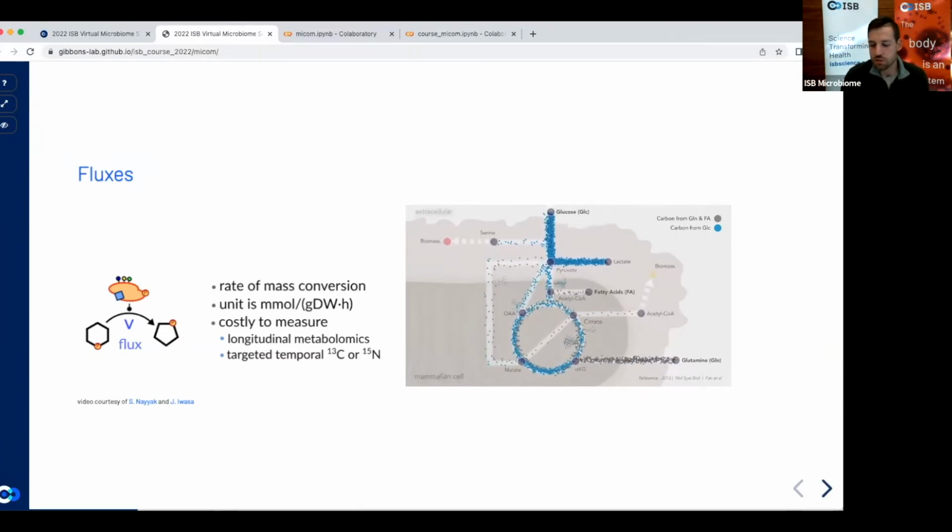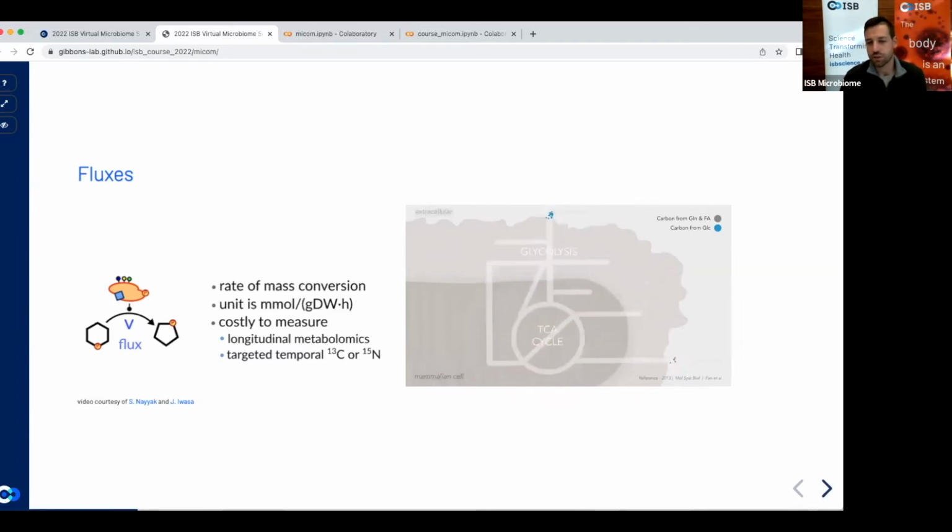And if this was the only measurement that we're taking, this might lead us to incorrectly assume that glucose is not important for the growth of the cell, which obviously we know is not the case, because we can see that a lot of glucose is important in order for the cell to grow.